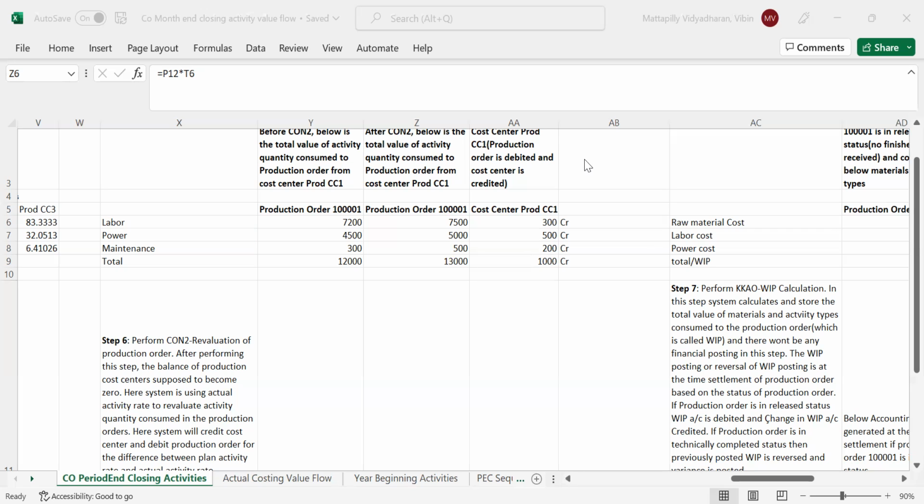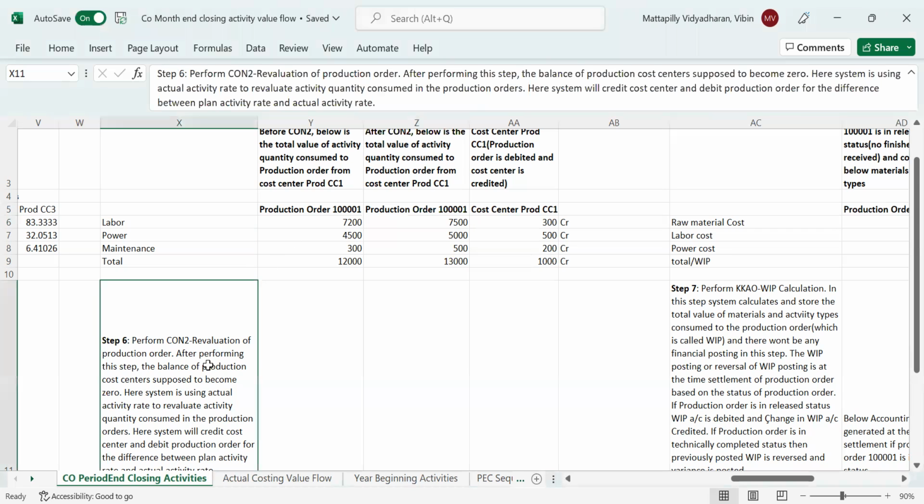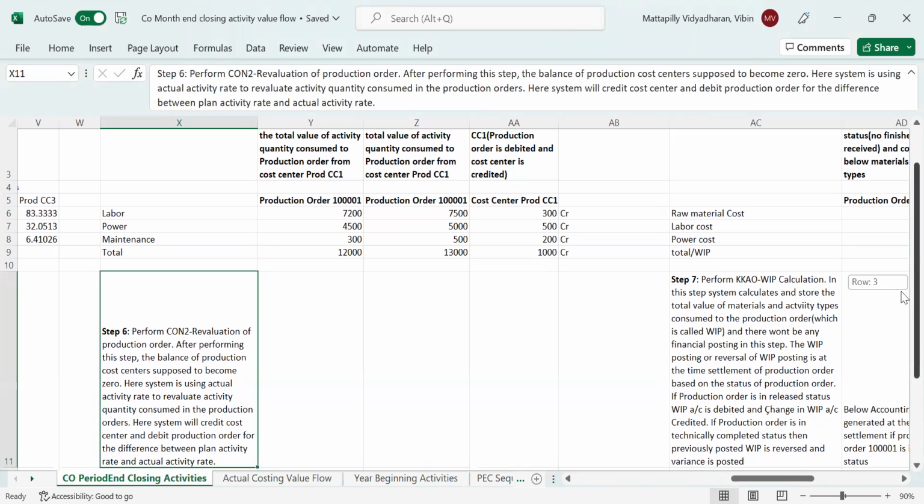After actual activity rate calculation, in the second video we are discussing revaluation of production orders. After performing this revaluation of production orders, we make sure that all production cost centers are becoming zero. How this process works is what we are going to explain in this video.